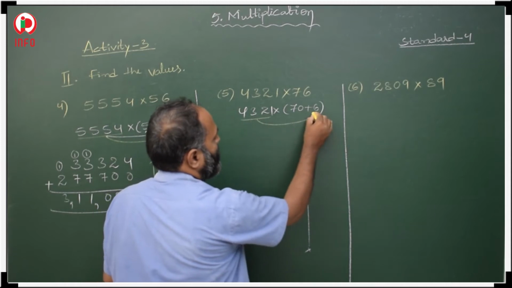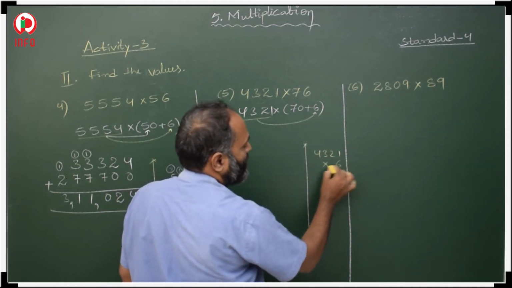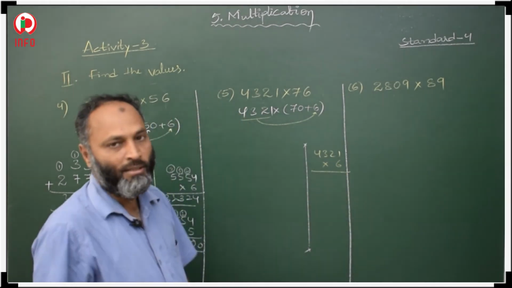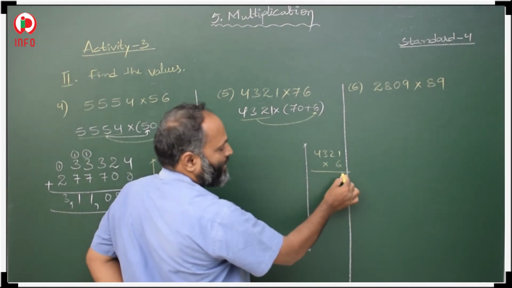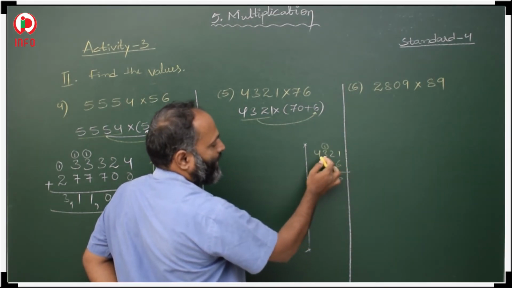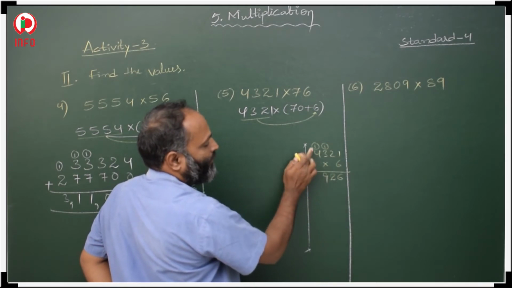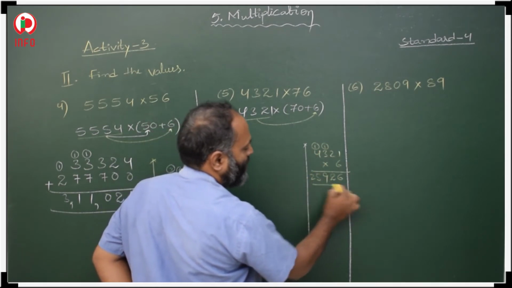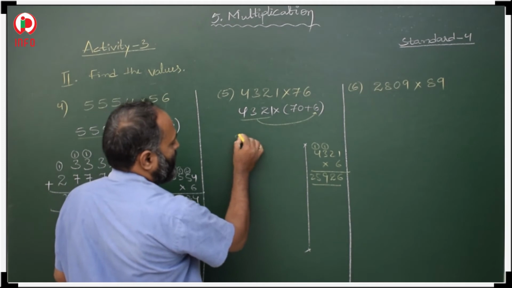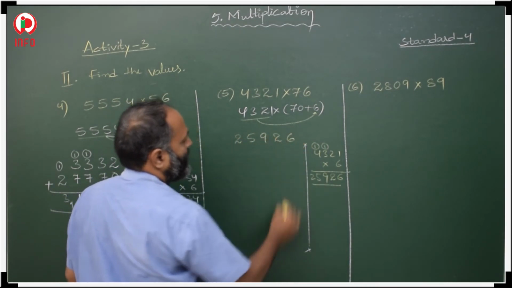4,321 with 6. Multiply with 6. 6 ones are 6. 6 twos are 12, 2 and 1. 6 threes are 18 plus 1, 19, and 1. 6 fours are 24 plus 1, 25. It means 25,926.